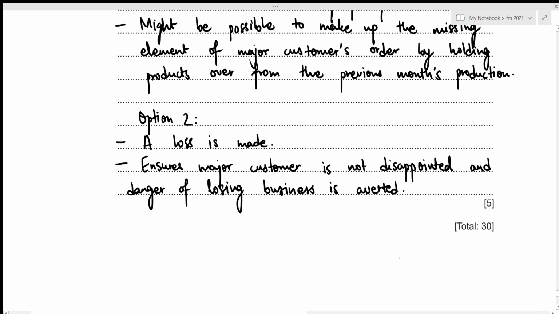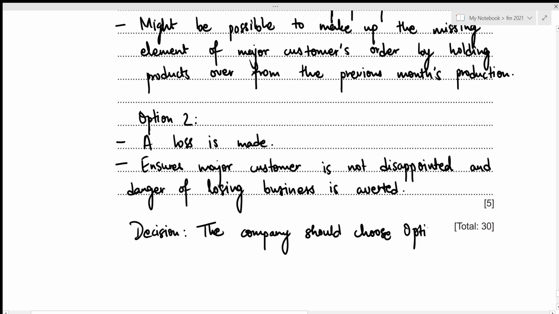Let's write the decision clearly. The company should choose option 1. Okay, this concludes the 7th part of this question as well as the entire question.